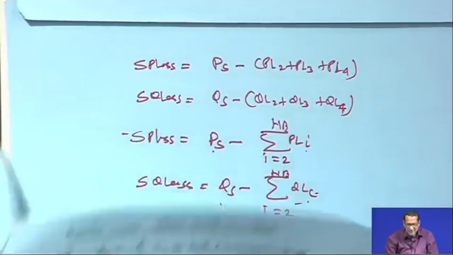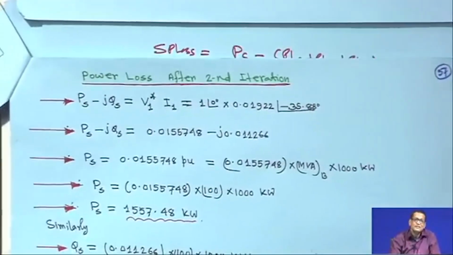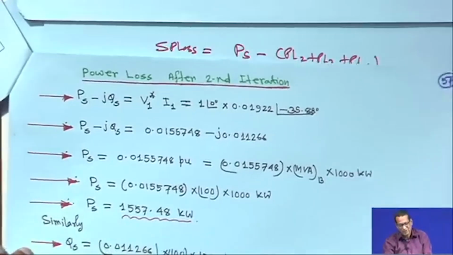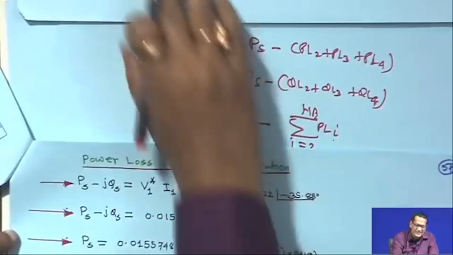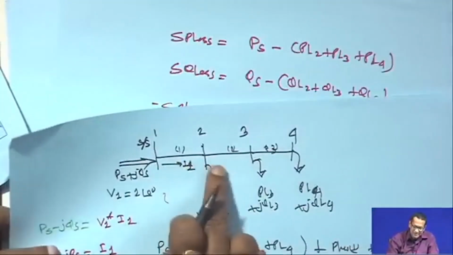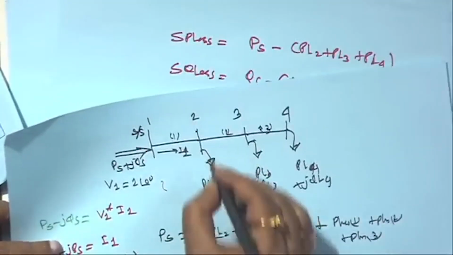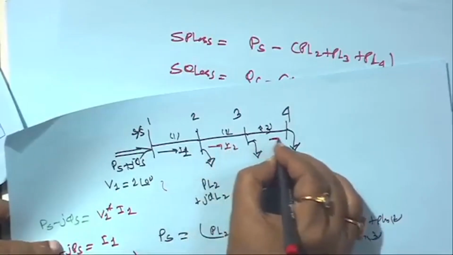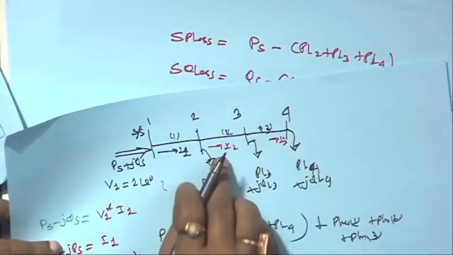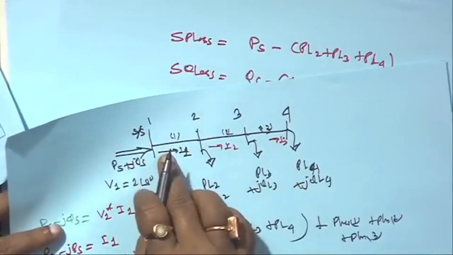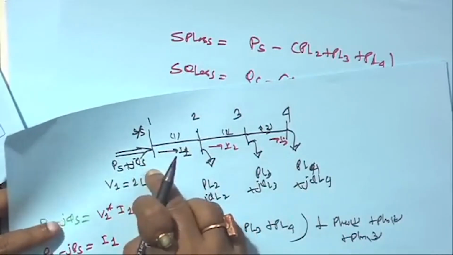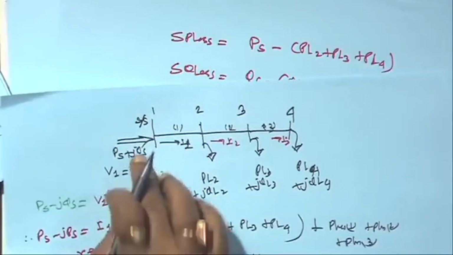This way we can calculate the substation power loss: first the substation injected power, then the power loss. Of course, another way is that every branch has R1 X1, R2 X2, with currents I1, I2, I3. So I1 squared R1 plus I2 squared R2 plus I3 squared R3 is also valid, but this one is the easiest. I think you have to appreciate that this is the easiest one.